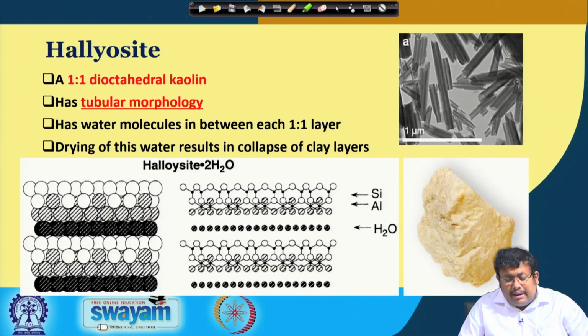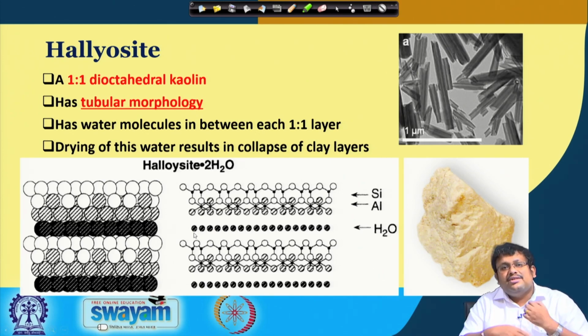So, another important mineral is called halloysite, which is a 1:1 dioctahedral kaolin, and this has a similar structural unit as we have seen in kaolinite. However, the only difference is that it has interlayer water molecules. Basically there is a layer of water molecules in the interlayer space in between the 1:1 layers.